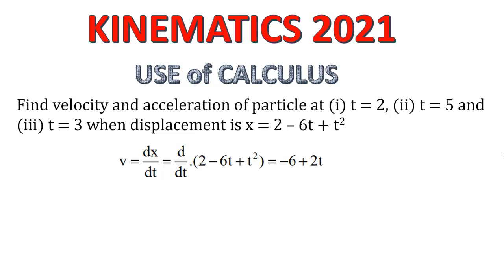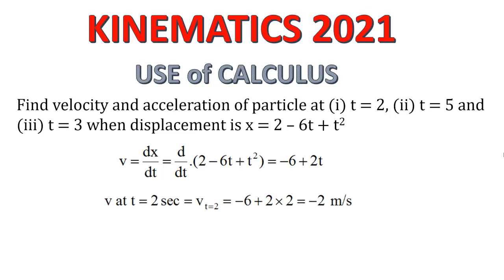v is equals to dx by dt, which is d by dt of 2 minus 6t plus t square. So we have basically taken the whole expression over that. You know derivative of 2 is zero, derivative of minus 6t is negative 6, and for t square it is 2t. Now if I put the value of 2 seconds, 5 seconds and 3 seconds in t, because t has been given as 2, 5 and 3, then I'll be getting the velocity at respective timings.